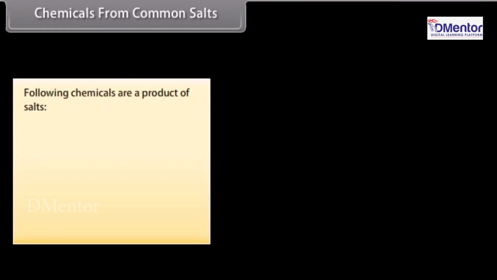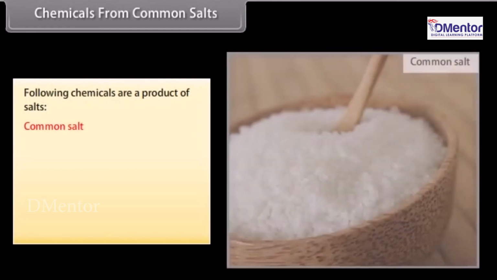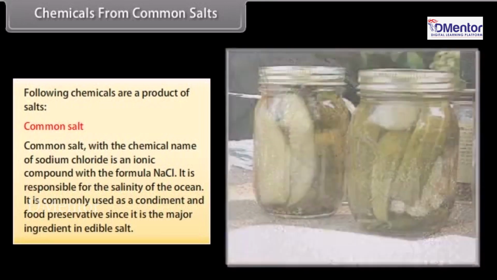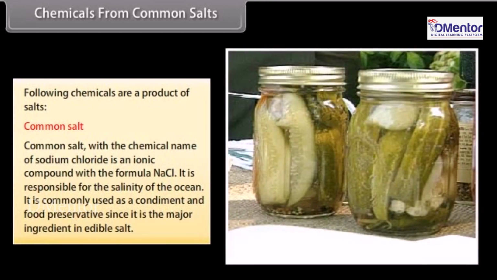Chemicals from common salts. The following are some of the chemicals produced from salts. Common salt. Common salt, with the chemical name sodium chloride, is an ionic compound with the formula NaCl. It is responsible for the salinity of the ocean. It is commonly used as a condiment and food preservative since it is the major ingredient in edible salt.